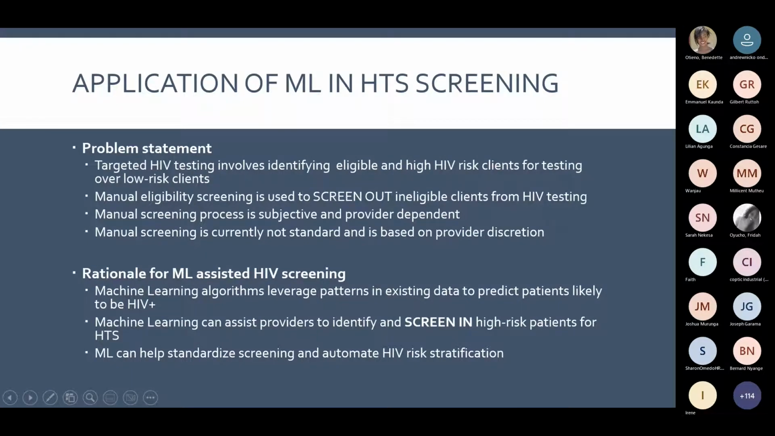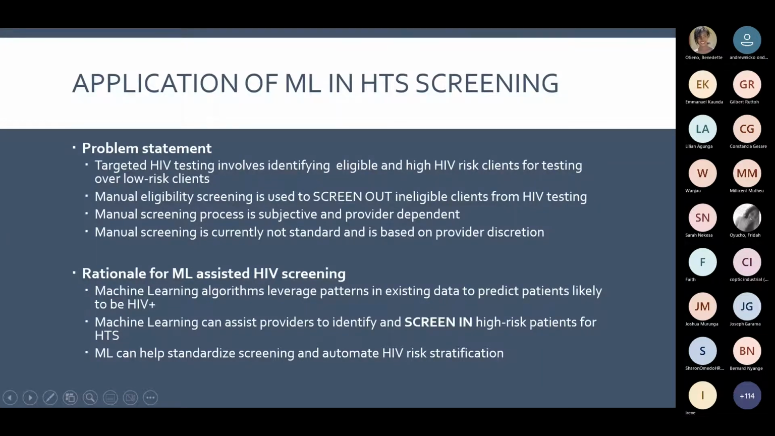We also noted that the manual screening process, as it was before last year, was mostly non-standard, and each program or each project had defined its own eligibility screening algorithm. So that drove our need to standardize and to augment the decision making by the HTS providers in terms of screening people who would be eligible for testing.